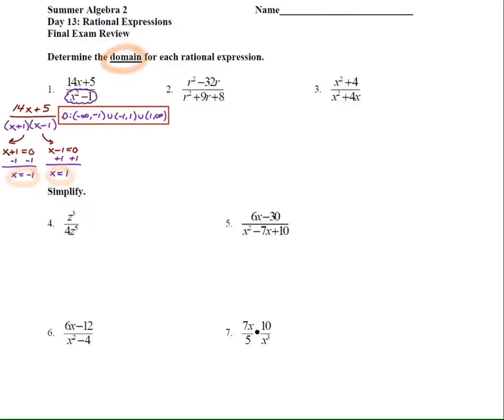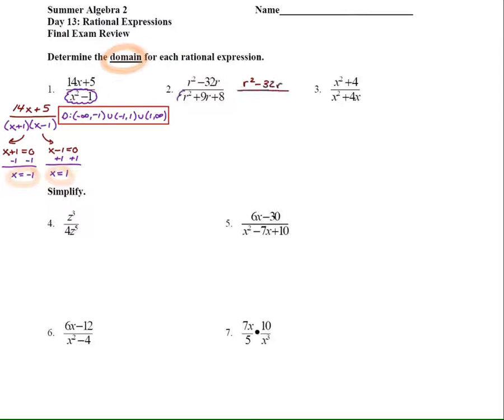And so by finding the values that don't work, 1 and -1, we can write intervals for the rest, and that would be our domain. So that's the process for a rational expression. First, factor or simplify the denominator, then set it equal to 0 and solve. So number 2, I'm going to do something similar.